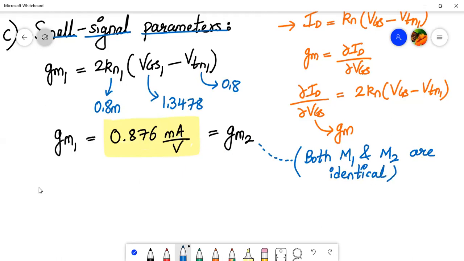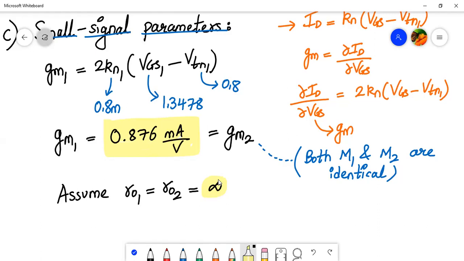Both M1 and M2 transistors are identical. That's why we can write gm1 and gm2 are similar. Next, since lambda 1 and lambda 2 values are not given, we will assume ro1 equals ro2 equals infinity. Always, if the value of lambda is not given for a MOSFET, or the values of ro1 and ro2 are not given, safely assume them to be infinite.